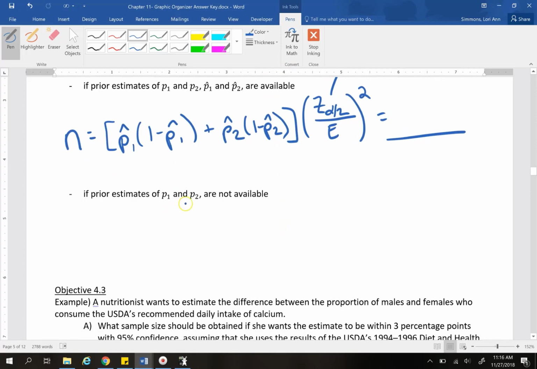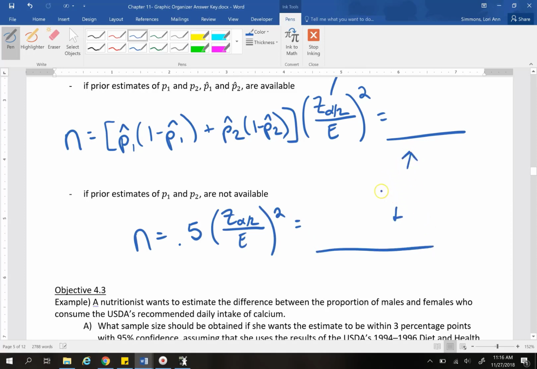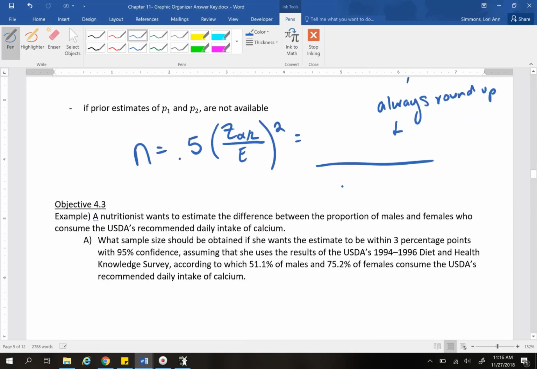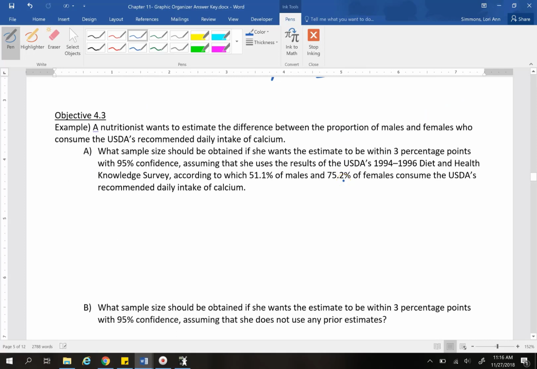If prior estimates are not available, the formula is n equaling 0.5 times z sub alpha divided by 2 over margin of error squared. Your answer here is always going to be rounded up. So say we get 13.01, you're going to round that up to 14, no matter what. Let's look at some examples.